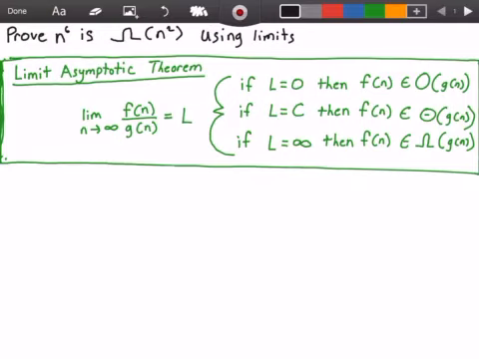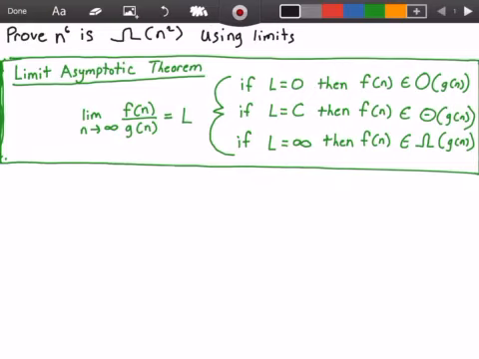And in the green rectangle here I have the limit asymptotic theorem that states if we have a limit as n approaches infinity of a function that we call f of n divided by another function that we call g of n, and it's equal to some limit that we call L, then we look at one of three cases. The first case states that if L, which is our limit, is equal to 0, then our function f of n belongs to big O of g of n.